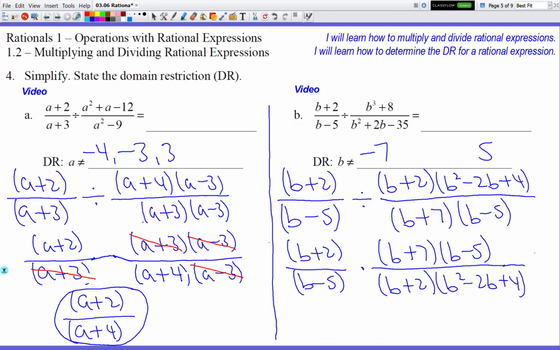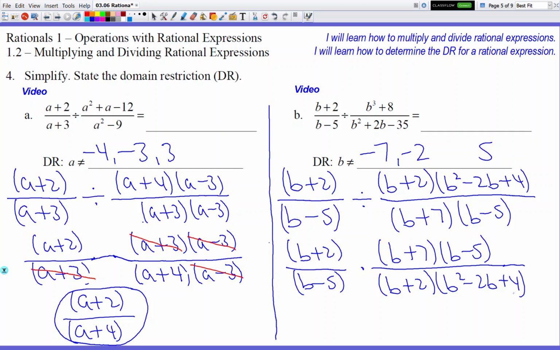So now we got to check to see if any other new entries to the domain restrictions have appeared. And I think we better add negative 2 to the list. So let's put a negative 2 as well. And you're probably going to think, whoa, how do we figure out what makes 0 for this other guy? b squared minus 2b plus 4.